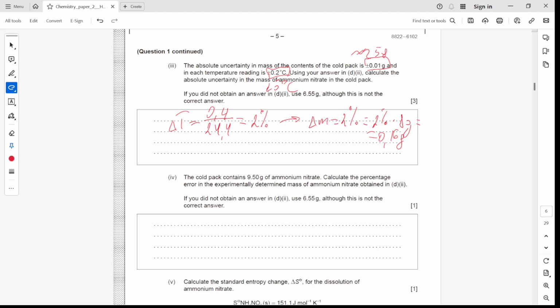And now we need to again calculate the error. So the error would be equal to the modulus of theoretical minus practical result divided by theoretical, and this is 15.7%.